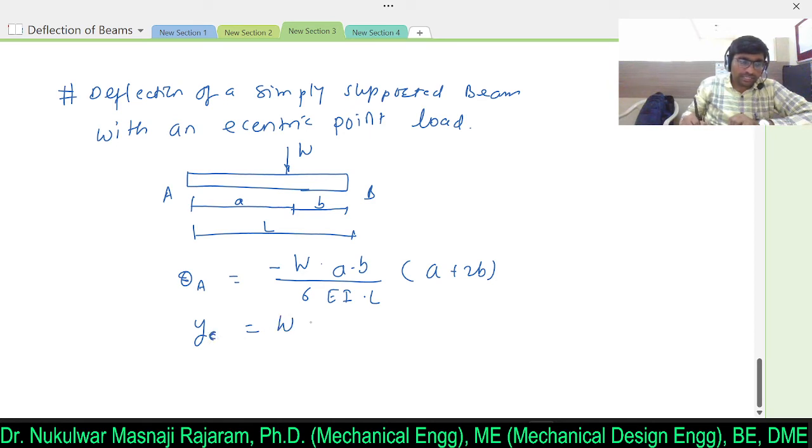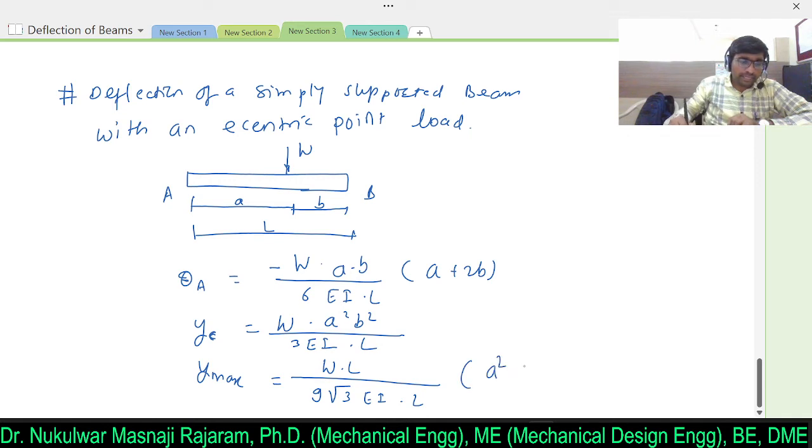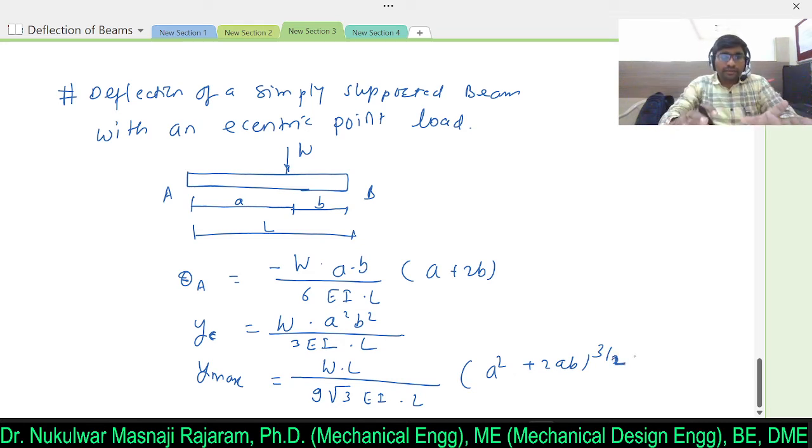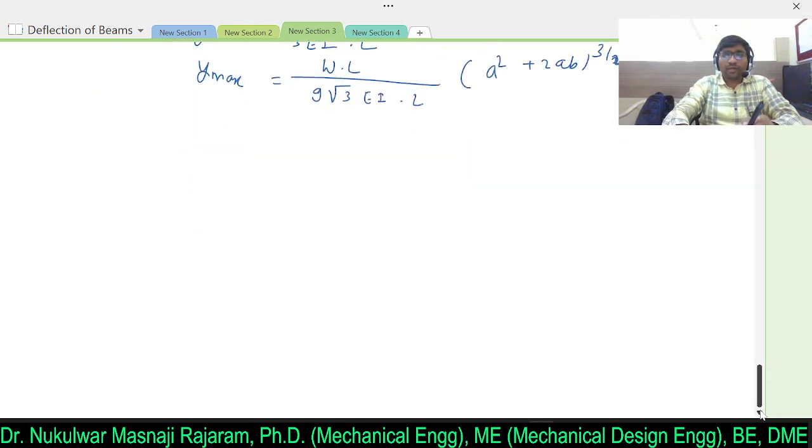So slope at A. So maximum deflection at YC if you consider, then it will be equal to, sorry, equation at center, deflection at center, that will be W into A square B square divided by 3 EI into L. And if you evaluate the maximum deflection, then it will be W into L divided by 9 root 3 EI into L multiplied by A square plus 2AB to the power 3 by 2. Simple. When the simply supported beam is acted on with the eccentric point load.